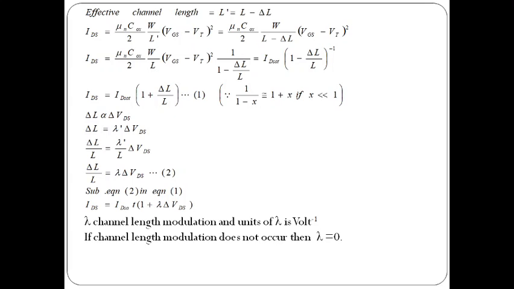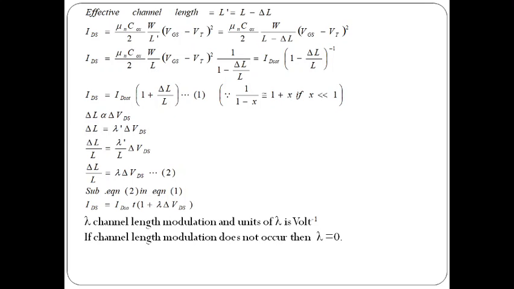So we can write IDS equals ID sat into (1 minus delta L by L) whole power minus 1. So we know 1 by (1 minus x) is nothing but (1 minus x) power minus 1, which equals 1 plus x if x is much less than 1. Here also, delta L by L is very small compared to 1. So we can write IDS equals ID sat into (1 plus delta L by L). This is equation number 1.